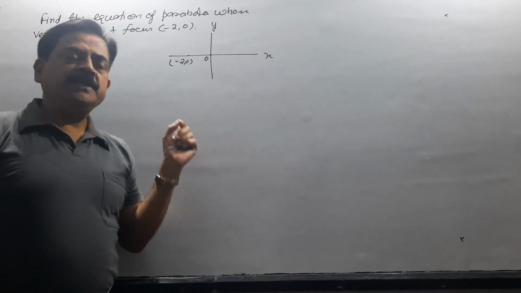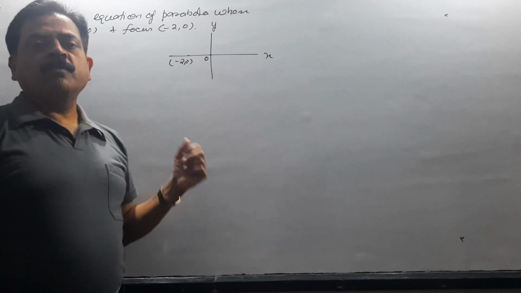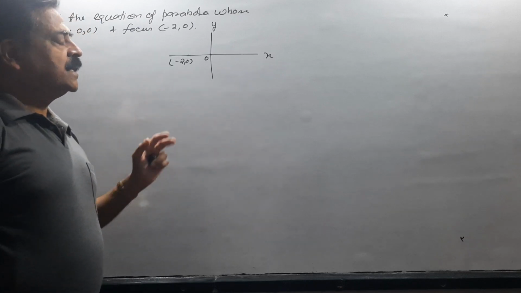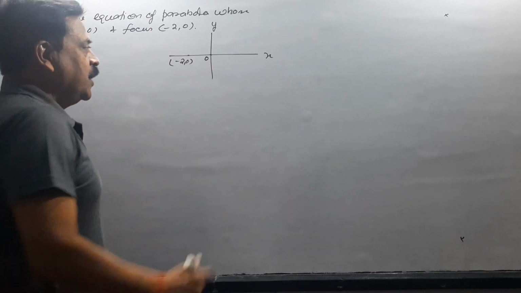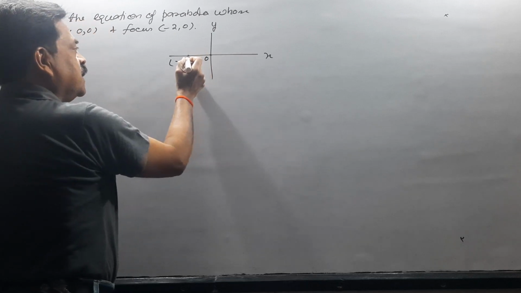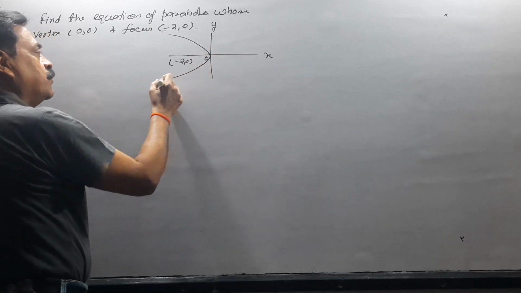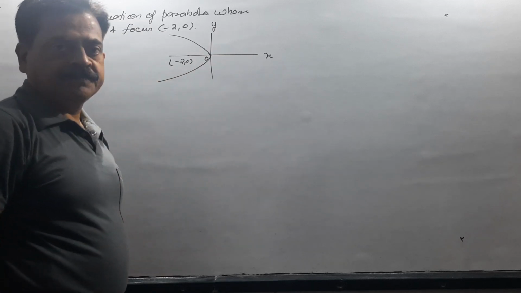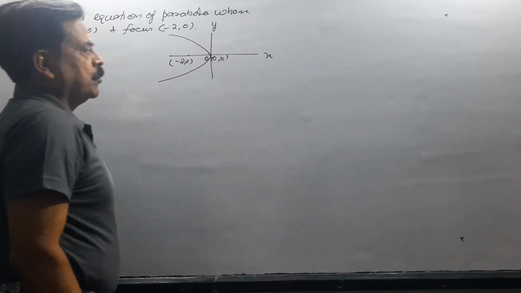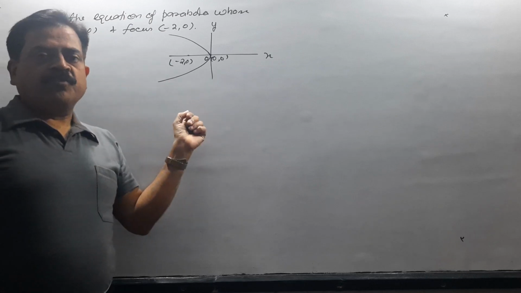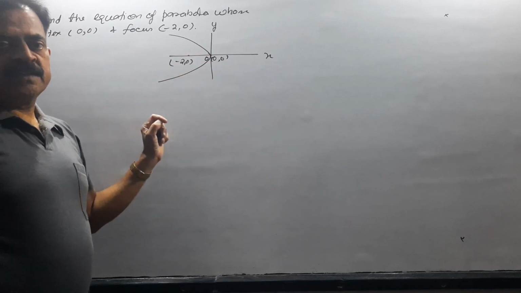And one point we have mentioned in properties of parabola, that is a very important point in solving problems on parabola, is that the mouth of parabola opens from vertex to focus. Vertex is here, focus is here. So mouth of parabola will open from vertex to focus, which means parabola will be in this shape. Coordinates of vertex are (0, 0) and (-2, 0). So this parabola is in standard form because vertex is origin and focus is lying on x-axis.